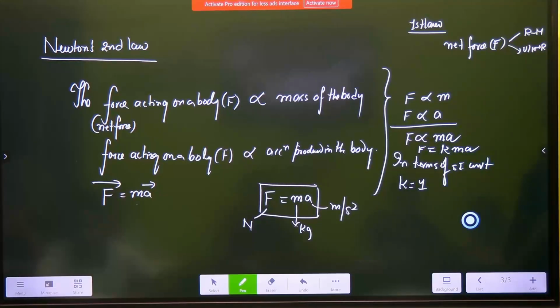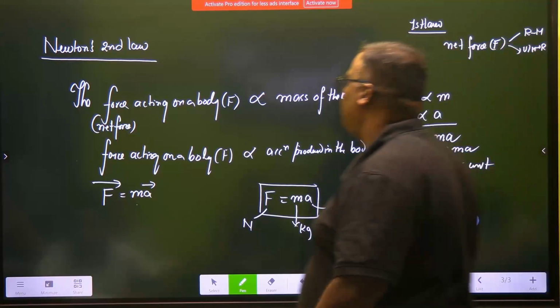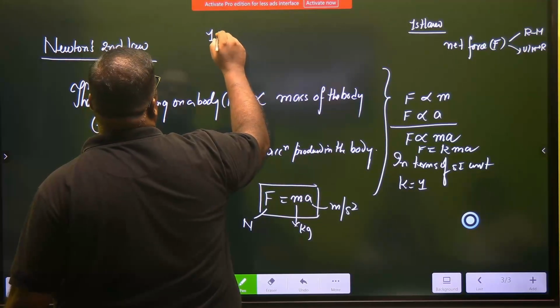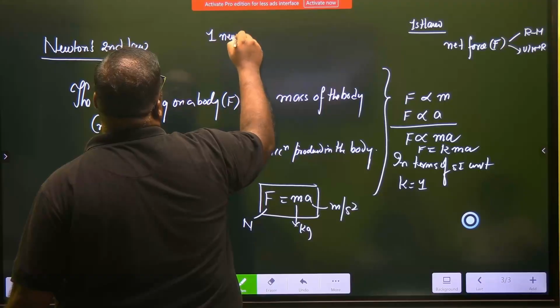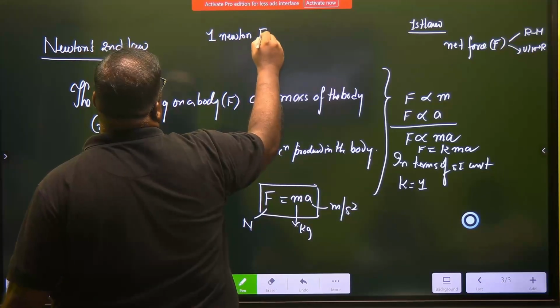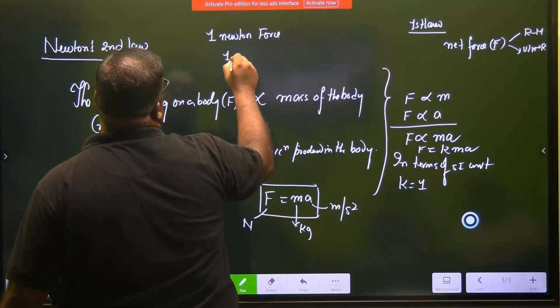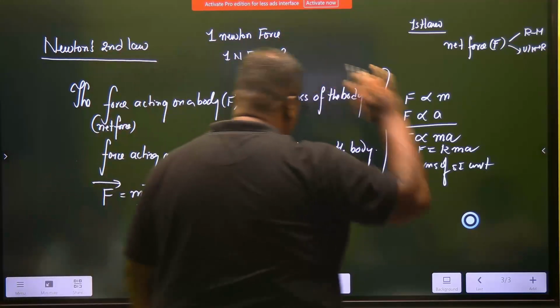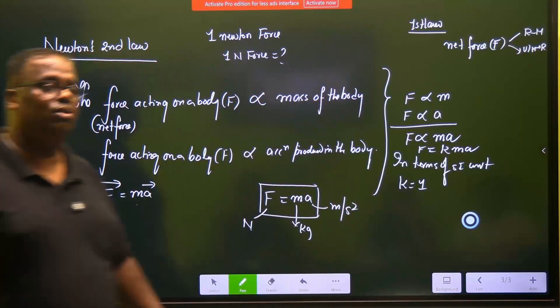So the force, from here we need to now define. Can you define what is 1 Newton force? Somebody says, what is 1 Newton force? How do we define? In physics, your mind should always work in this way. What is 1 Newton force?